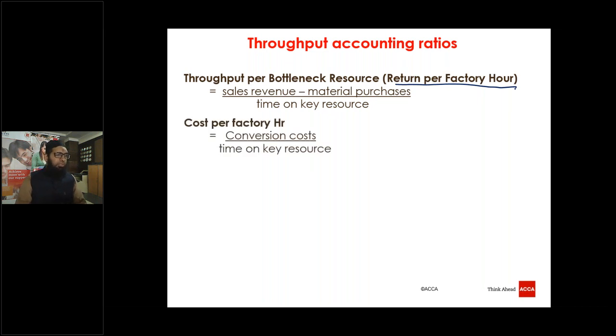Then the calculation of cost per factory hour. The cost per factory hour can be calculated as conversion cost divided by time on key resource.